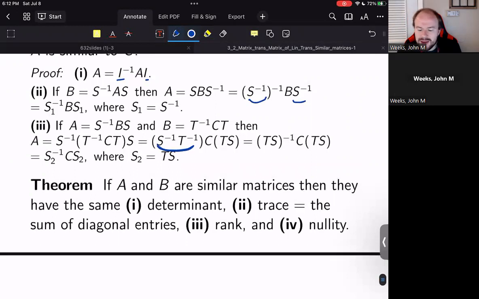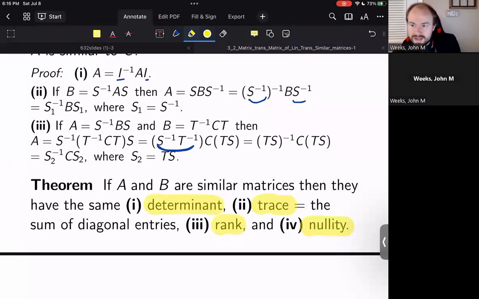So if A and B are similar matrices, then they have the same determinant. We've already seen this. We've gone through and proven that one. They also have the same trace. Trace is a new thing for us, perhaps. Trace is the sum of the diagonal entries across the matrix. They also have the same rank, meaning they have the same number of elements as one another. And then finally, they have the same nullity, the same dimension of their null space.